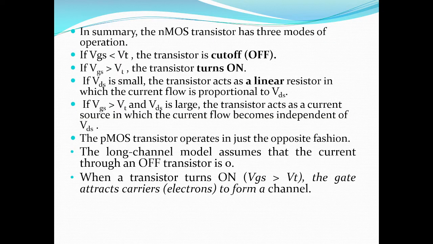Finally, let us summarize the above principles. The NMOS transistor has three modes of operation. If VGS is less than the threshold voltage, the transistor is said to be in cutoff, that is, off state. When VGS is greater than VT, the threshold voltage, the transistor turns on. If VDS is small, the transistor acts as a linear resistor in which the current flow is proportional to VDS. Next case, if VGS is greater than the threshold voltage and VDS is also large, the transistor acts as a current source in which the current flow becomes independent of VDS.